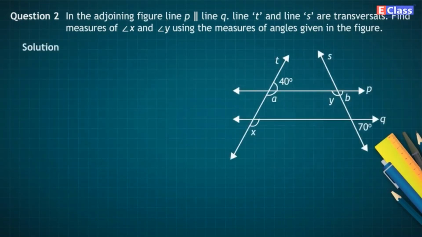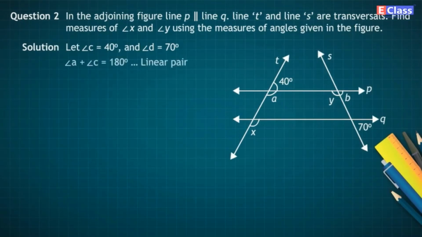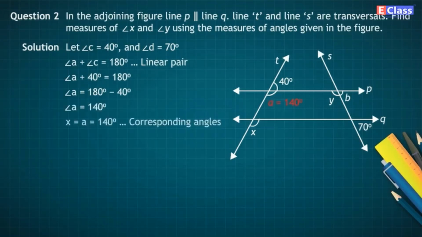Solution. Let angle C be equal to 40 degrees and angle D be equal to 70 degrees. Angle A plus angle C is equal to 180 degrees as they form a linear pair. Angle A plus 40 degrees is equal to 180 degrees. Angle A is equal to 180 degrees minus 40 degrees. Angle A is equal to 140 degrees. X is equal to A, which is equal to 140 degrees, as they are corresponding angles.